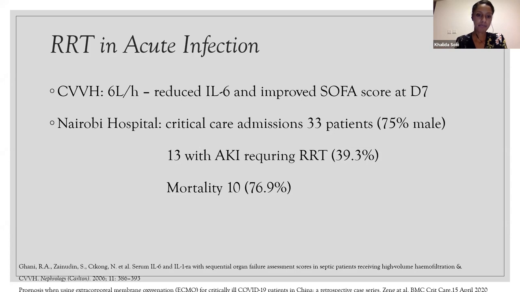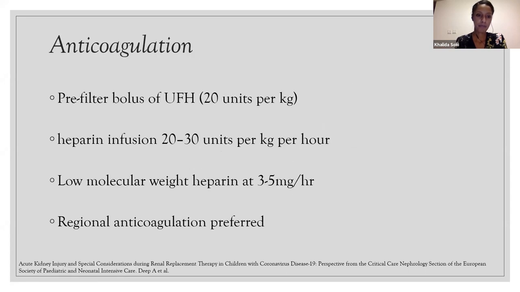Next slide. So in terms of anticoagulation, we all know the problems that we have had anticoagulating these patients on CVVH or CRRT. And the recommendations were a pre-filter bolus. And this is what we have been using actually, because the patients tend to clot quite a bit on the machine. So a pre-filter bolus of unfractionated heparin at 20 units per kg, and a heparin infusion of 20 to 30 units per kg per hour, which is so much higher than the recommendation of 10 to 20.